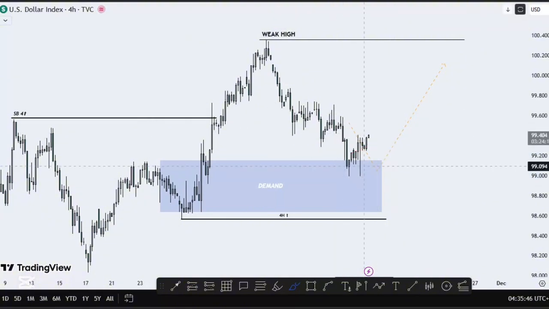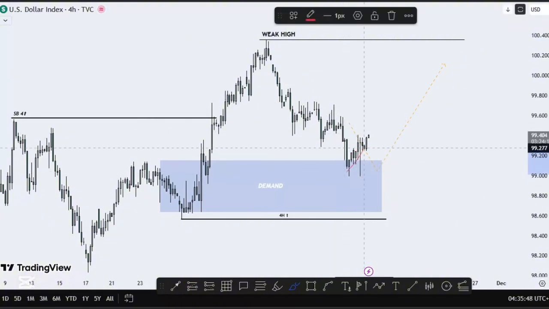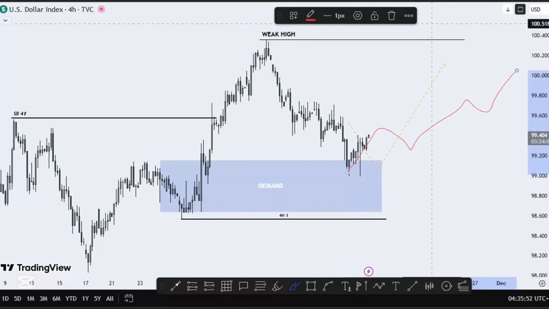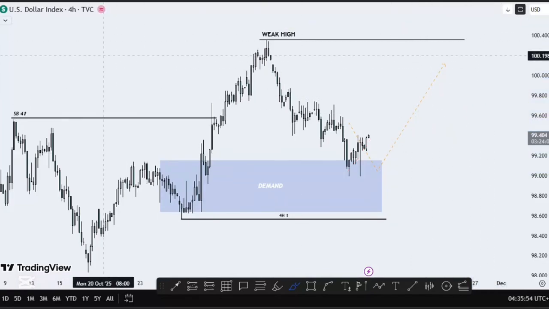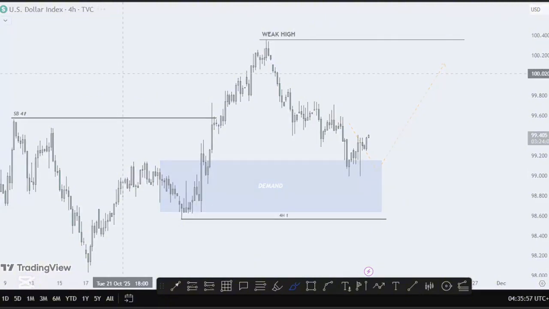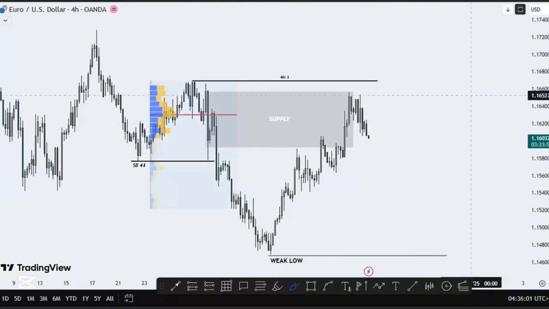So now we are basically gonna be looking for bullish setups going from this exact area. Okay. Now, when it comes to the EUR/USD on the 4-hour time frame.